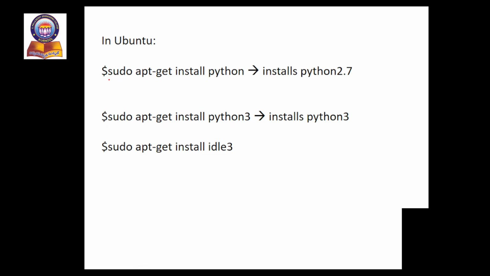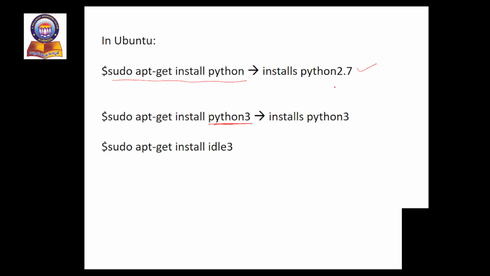The first command is sudo apt-get install python. It will install Python 2.7, which is the older version of Python. Python 2 is a previous version. Now we are using Python 3, such as 3.8, 3.7, 3.6, which are somewhat the latest versions of Python. And if you want to install Python 3, then you have to use python3, and the third version of Python will be installed.